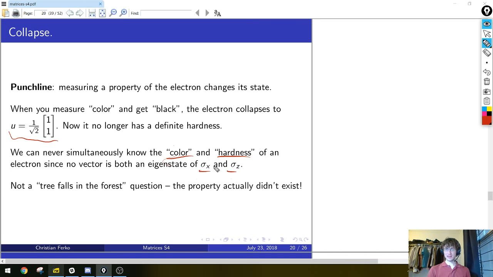So this is behind the statement of uncertainty. The statement that you can't simultaneously know color and hardness is really just the statement that a vector cannot simultaneously be an eigenvector of sigma x and sigma z.